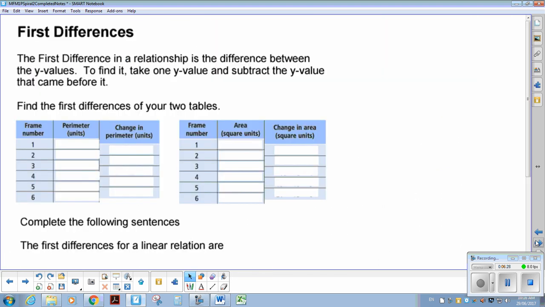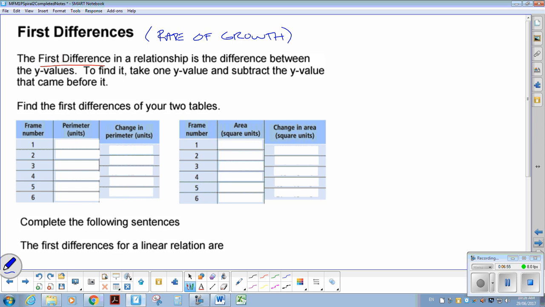This is what we call first differences. First differences are rate of growth. All right, that's all we're really doing. We're checking for how the rate of growth is changing. So the first difference is a relationship between the y values. To find it, take one y value, subtract the other. It's just basically finding the pattern of the steps. So I've already tipped you off as to how that works.